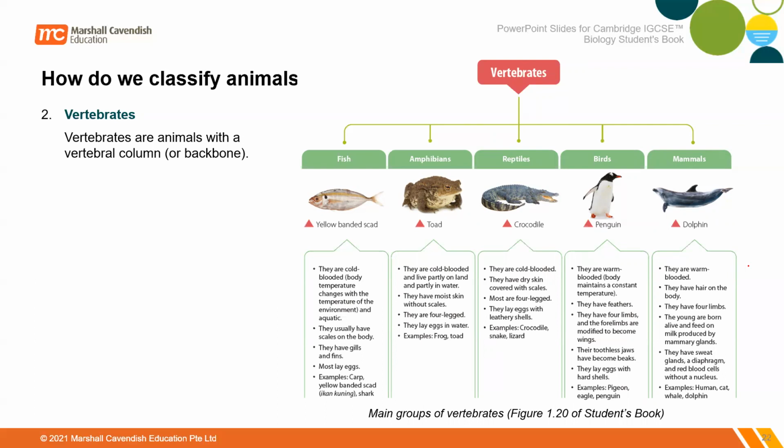For amphibians, it is very important to remember that they have moist skin and their life cycle starts in water, and then part of it will be on land. For reptiles, they have 4 legs and they lay eggs with leathery shells. Don't forget that crocodiles, for example, have dry scales.